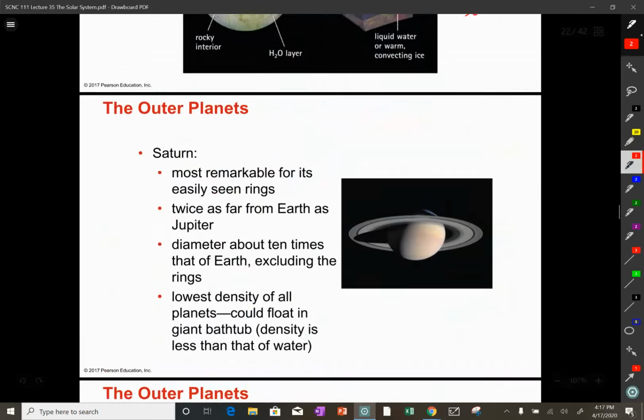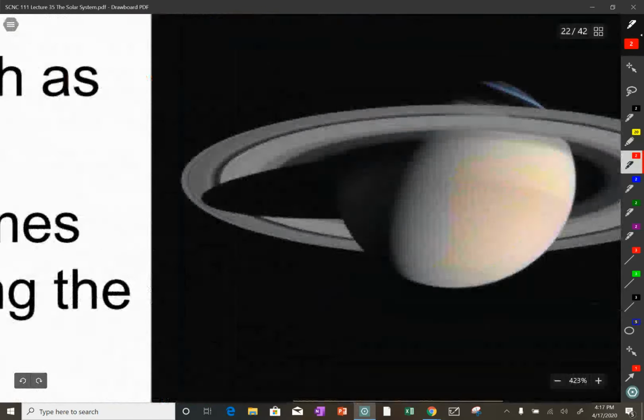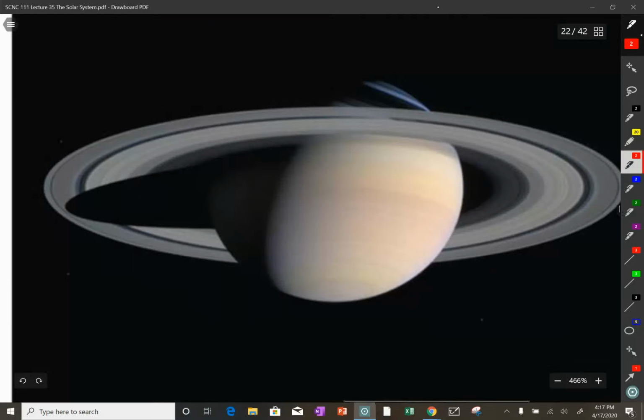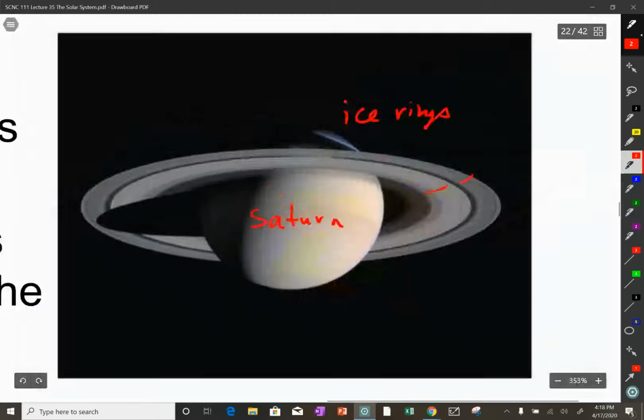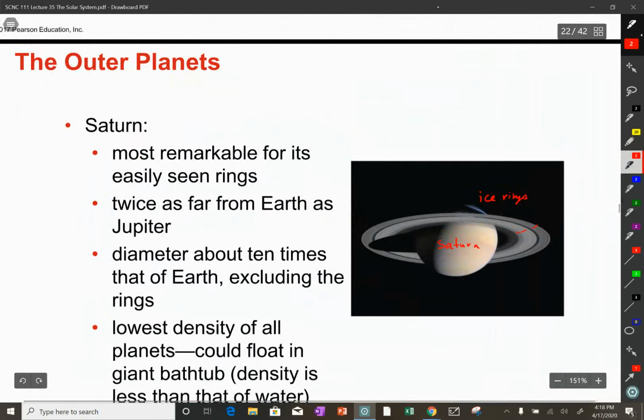Okay, moving on to Saturn. Saturn is famous for its ring system. So Saturn has rings around it, and these rings are ice rings. Now, you might think Saturn is the only planet with rings, but you would be wrong. All outer planets have rings.